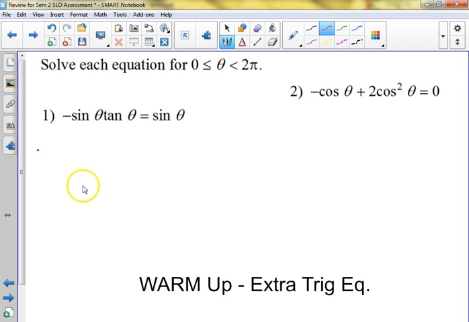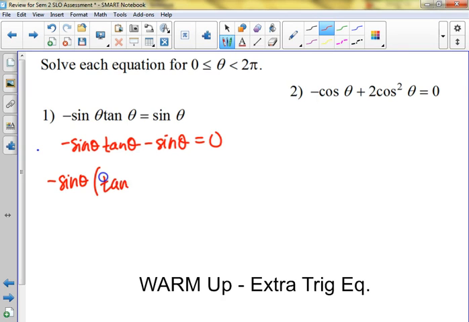It's got to equal 0, right? Before we can factor and solve anything. So if I do negative sine theta tan theta minus sine theta, what can we do now? Okay, we could take out a negative sign. What would it say then? We took out a negative sign, so plus 1.